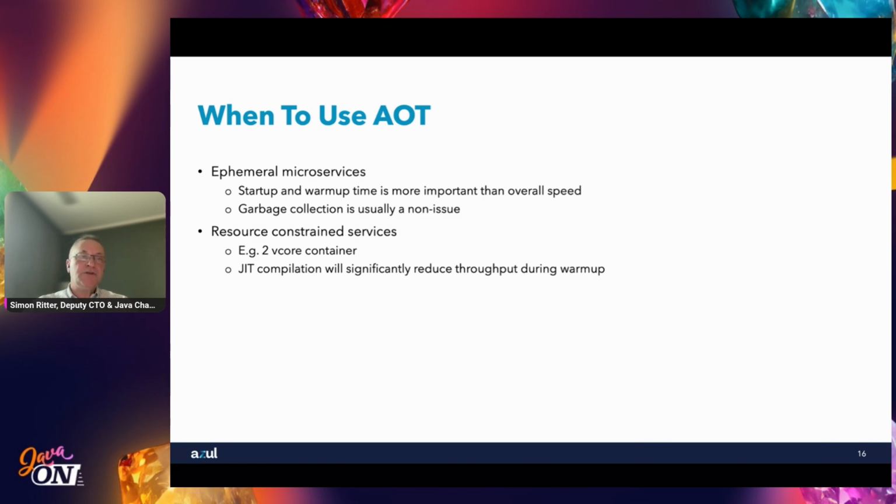Also, if you're running microservices where you have resource-constrained containers, let's say you've got a 2 vCore container, then you'll find that the JIT compilation as you're doing warm-up is going to significantly reduce the throughput that you get during warm-up. Because essentially one of those vCores is going to be doing application code, and one of those vCores is going to be compiling your code. That means you've reduced the amount of throughput that you can get by 50% by having one of those vCores doing your compilation. So there definitely are some very good situations where AOT makes a lot of sense, Graal VM.